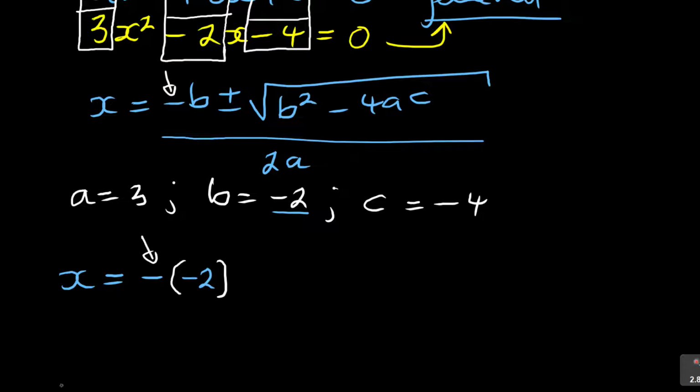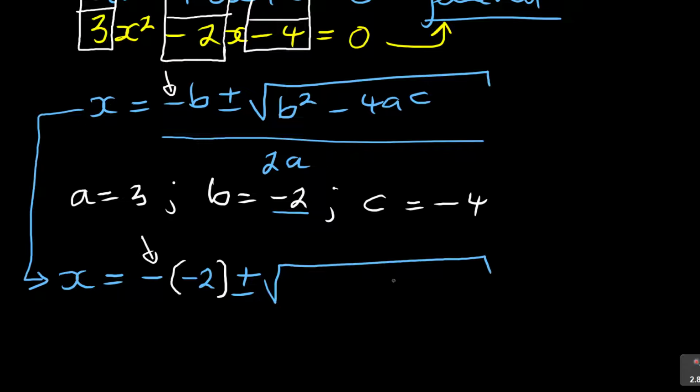And then what we have? We have plus or minus. Remember, I'm moving like that. And then square root of b squared. Again, put a bracket. And then you have your b. And what is b? It's minus 2. And then squared. You close the bracket and you put what? The square. Are you with me?